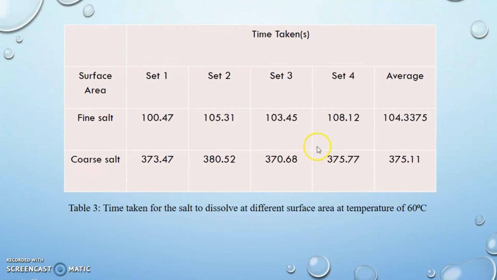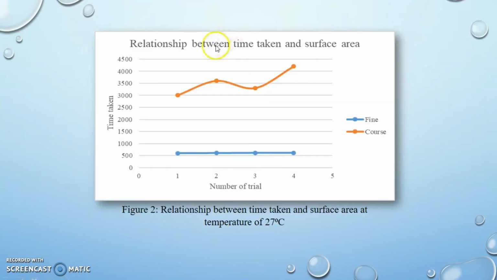Then we repeat the experiment by keeping the temperature constant at 60 degrees Celsius. So the values are given as shown in the table here. For fine salt, the average value is 104.34 seconds, and for coarse salt, it's 375.11 seconds.